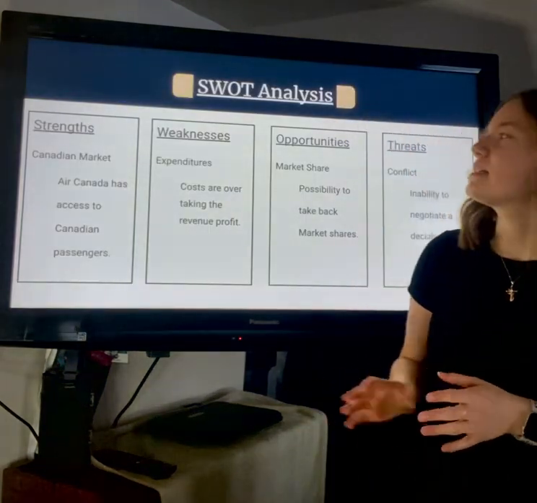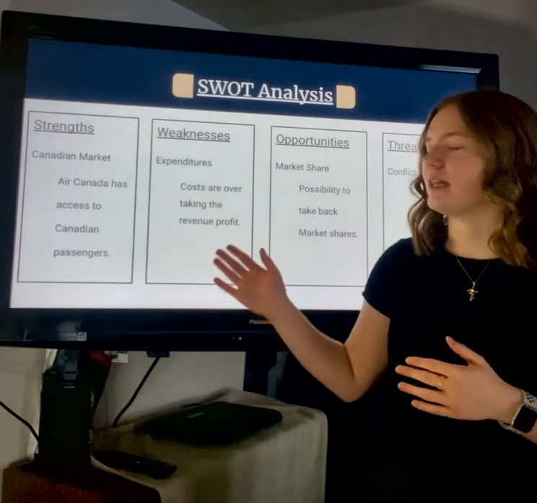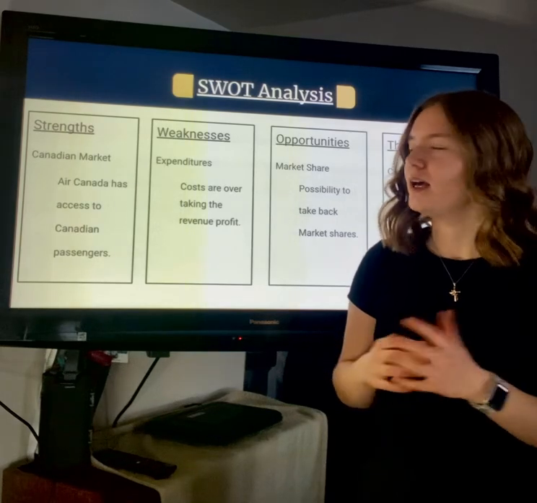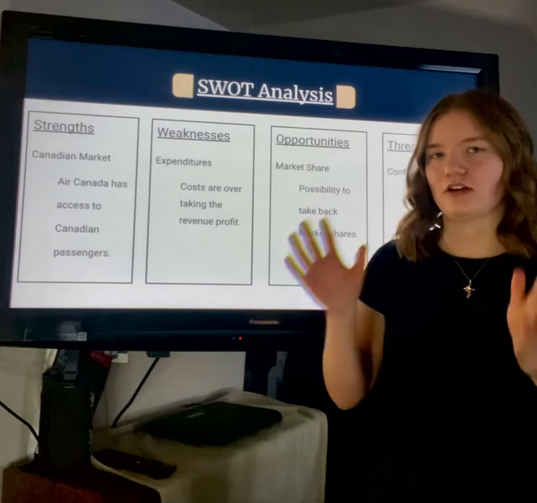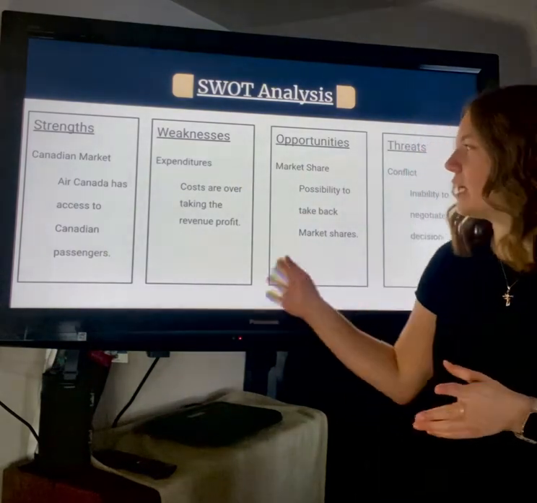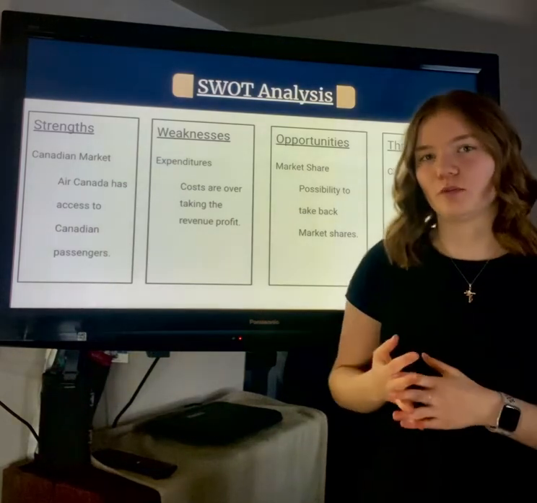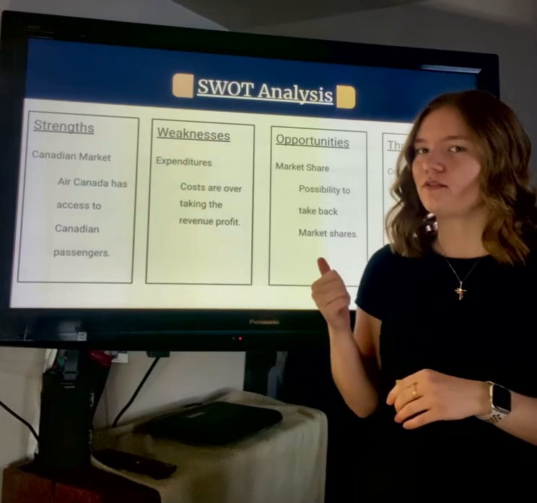The SWOT analysis. Some of the strengths for Air Canada are that they have a large portion of the Canadian market, it being a Canadian airline. So they have lots of access to Canadian passengers. That's their domain. That's one strength. A weakness is expenditures. The costs are overtaking the revenue and profit at the moment, so they're looking to decrease the costs and increase the revenue.